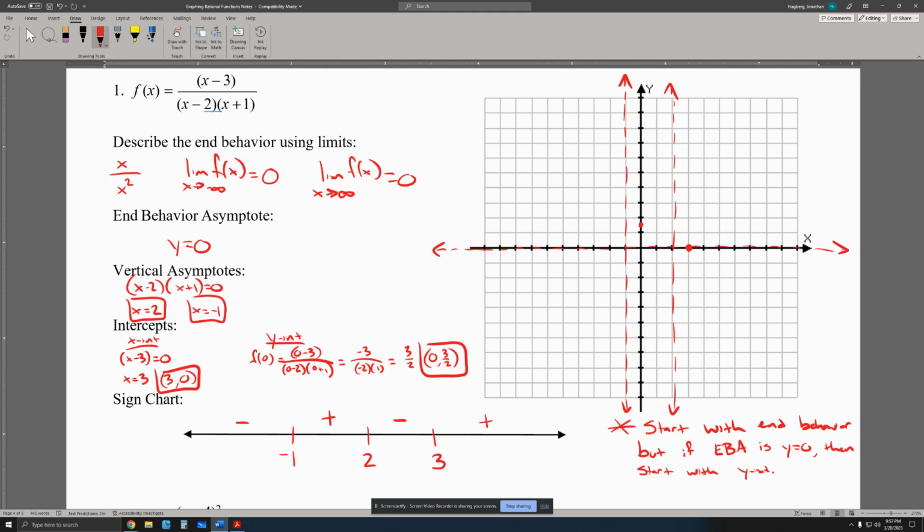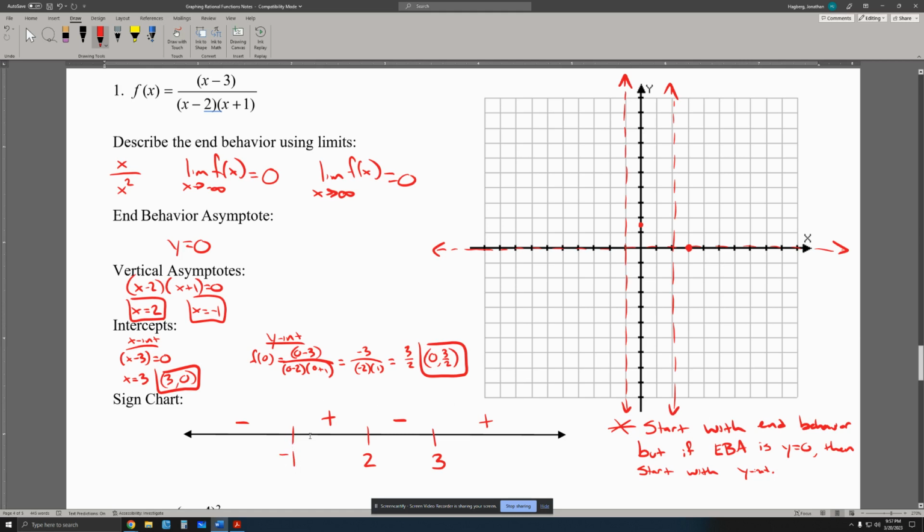Okay. One quick note is that functions will never touch vertical asymptotes. Remember, it's undefined. However, the rational function can touch a horizontal asymptote and then level off and approach that asymptote as the end behavior. So you can cross a horizontal asymptote. You cannot cross a vertical asymptote. All right, so let's go ahead and graph this.